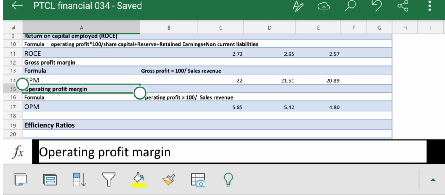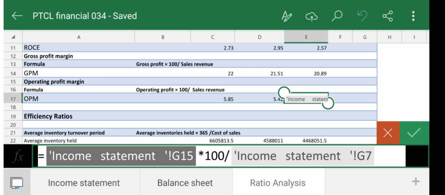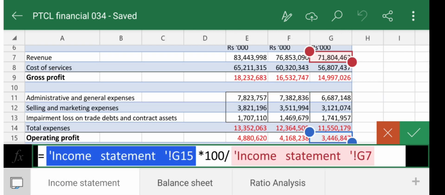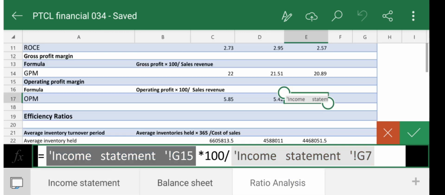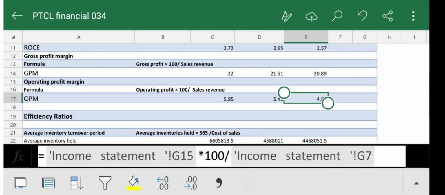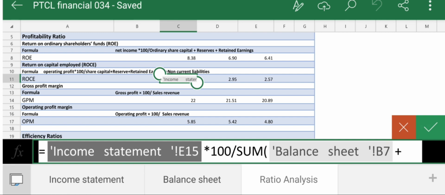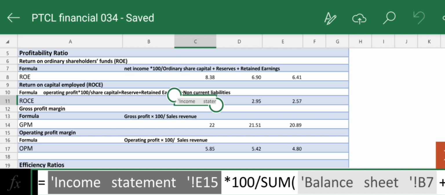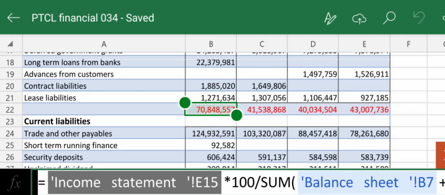Next is the operating profit margin. To find the operating profit margin, the operating profit is divided by sales revenue, multiply 100. Both figures are in the income statement. Operating profit divided by sales revenue equals 4.8. Similarly, in 2021 and 2022 it is 5.85. You can see all the profitability ratios increasing with the sales, except the return on capital employed in 2022, because of the sudden increase in non-current liabilities.